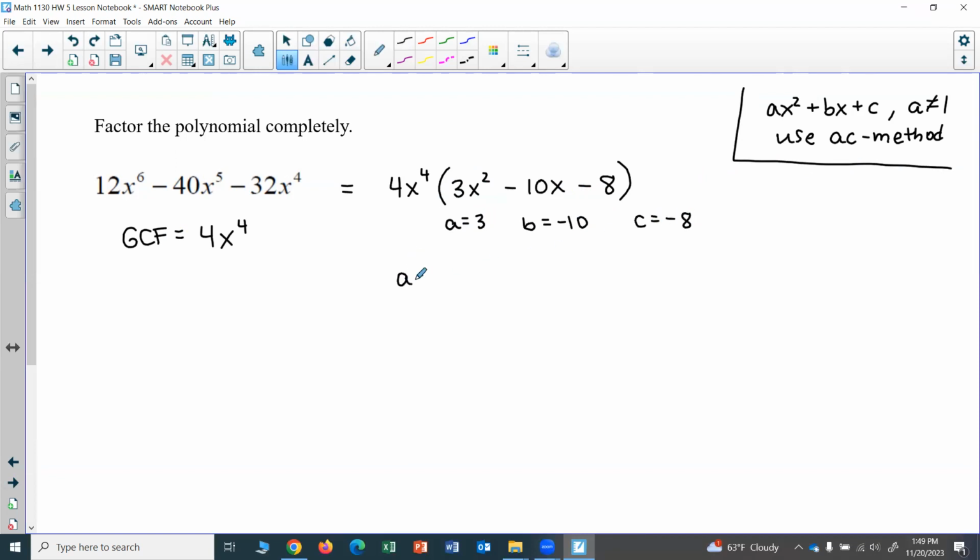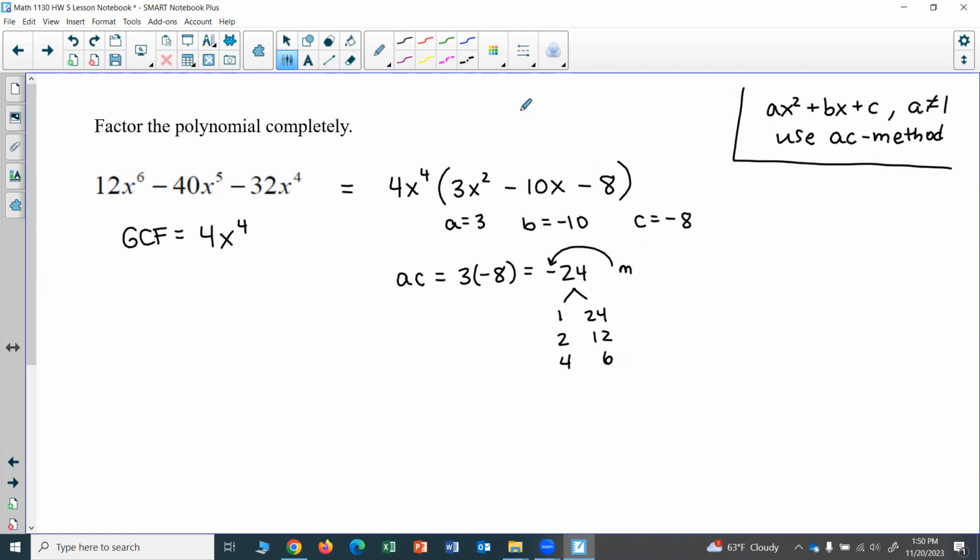So I start by multiplying A times C. 3 times negative 8 is negative 24. And I want two factors that add up to be negative 10. So I have 1 and 24, 2 and 12, 4 and 6. And I want them to add to be a negative 10, but multiply to be a negative 24.